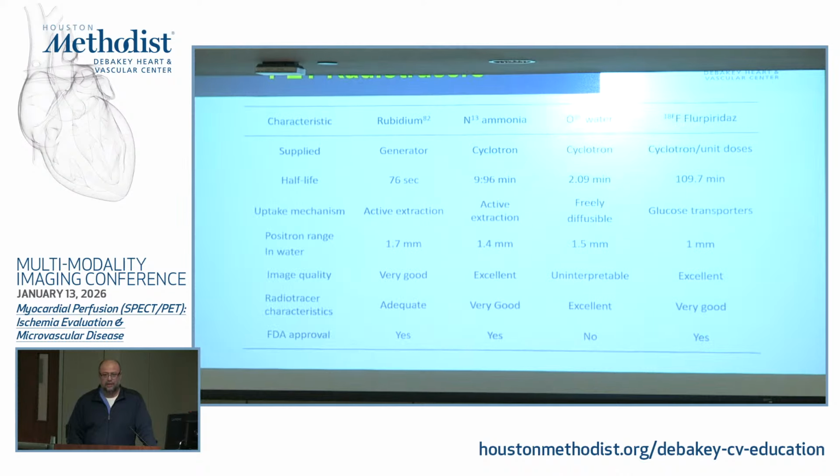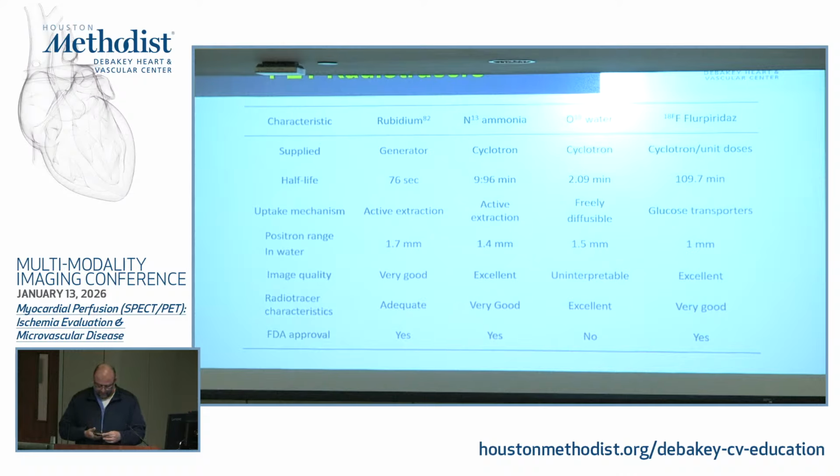So what are the tracers that are available? In our lab here, we use the one to the far left or to the far right. So we use rubidium or flurpiridaz. In the US, ammonia is also approved, but O15 water is not approved in the US. It's currently in randomized clinical trials, and it is being evaluated.